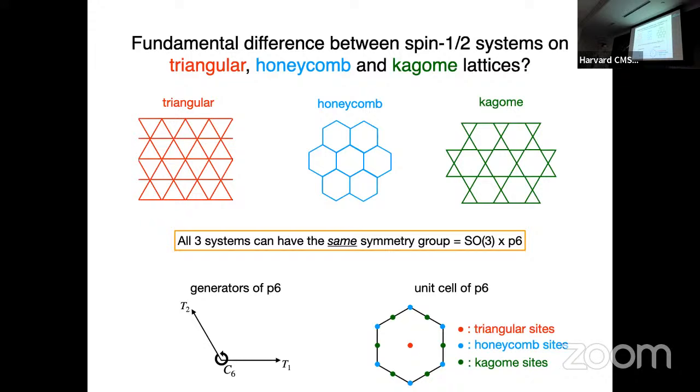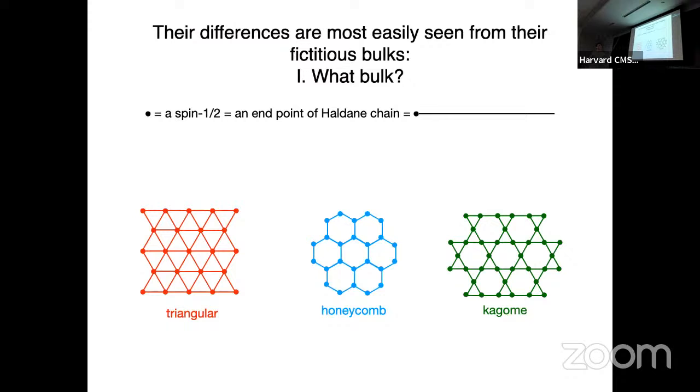Okay, so I want to see whether there is still some fundamental difference between these systems, although they have the same symmetry group. To see this, it turns out, at least to me, the easiest way is to consider some fictitious bulk of these systems. Let me explain what bulk I'm considering.